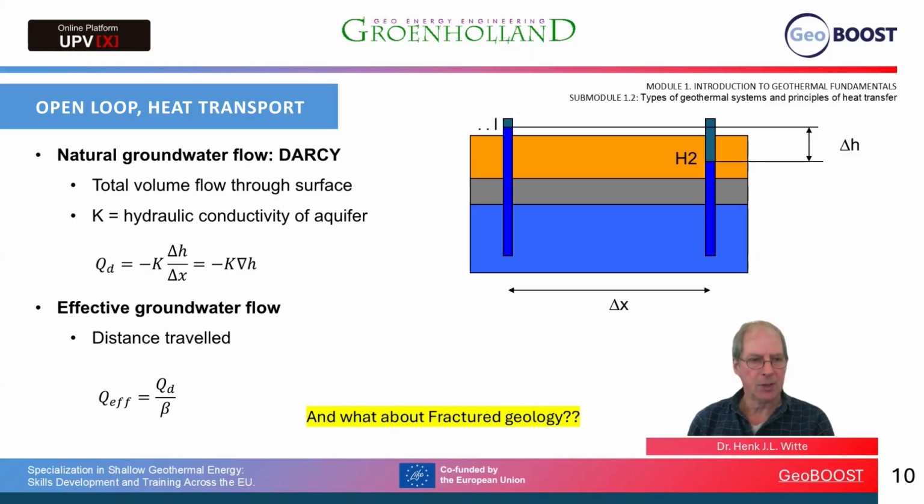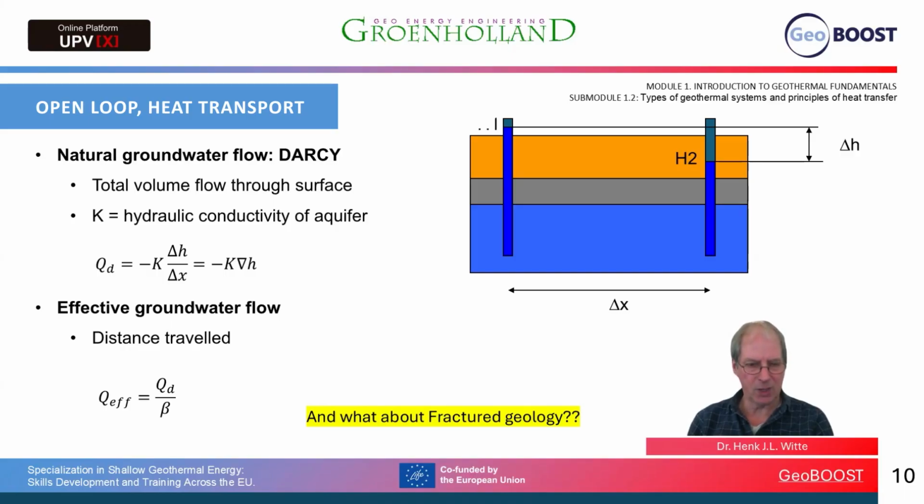If we also know the hydraulic conductivity of the aquifer, then we can calculate the Darcy groundwater flow, which is a measure of the total volume flow through a surface of 1 square meter in the ground. The formula is given below. It is actually minus K times the groundwater gradient. Now, this tells us how much water flows through a surface, but it does not tell us how far a particular water particle will travel. To be able to calculate that, we need the effective groundwater flow, which is the Darcy groundwater flow divided by the porosity. So with a porosity of 25%, the distance traveled is about 4 times the Darcy groundwater flow.